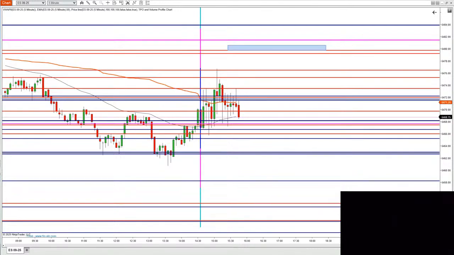Okay, I'm going long here. Long. Target is IB high. If I'm confident, I may keep it until this point as well. I'm long 64, 69, 25. Of course, the stop is the low of the day.